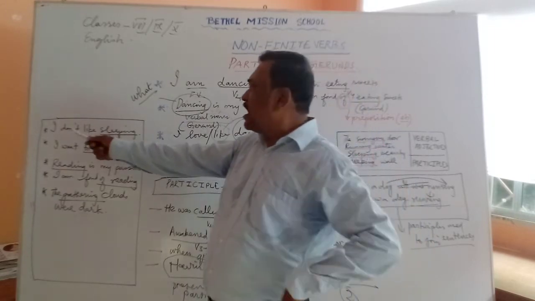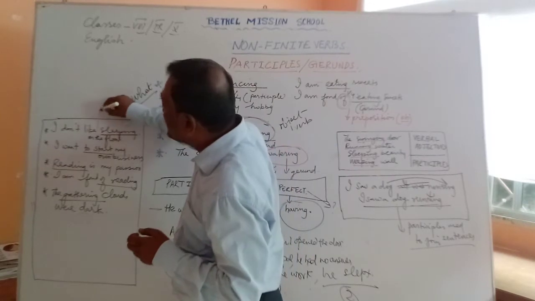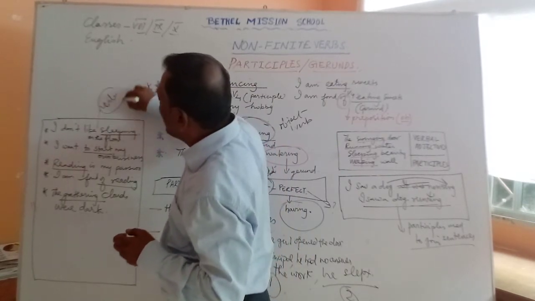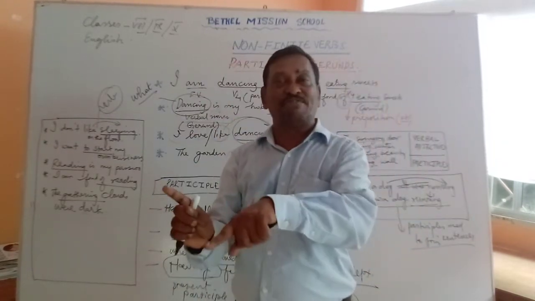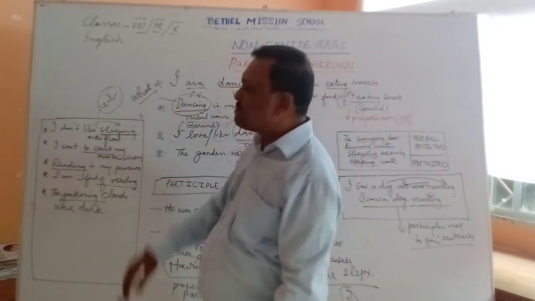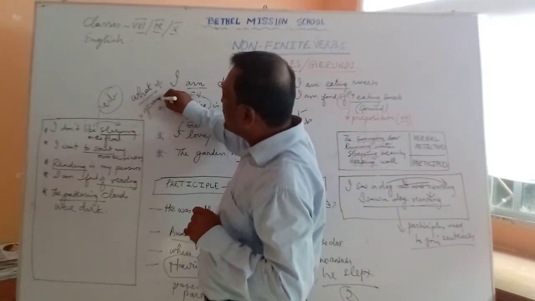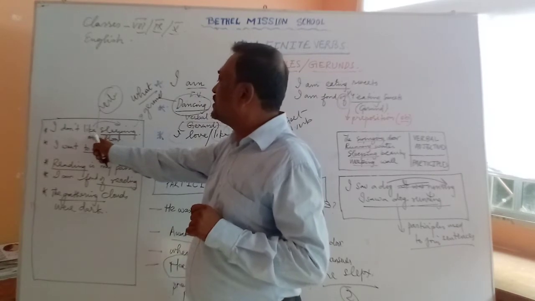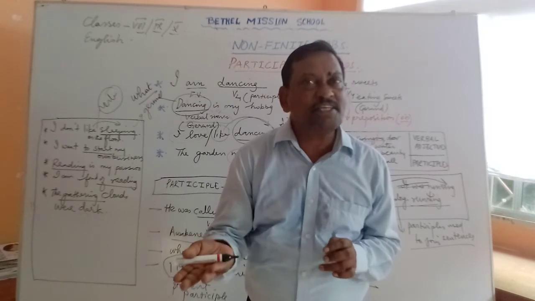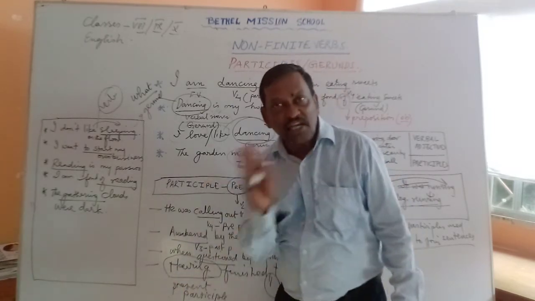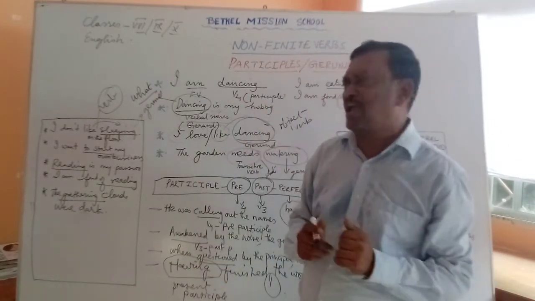Look at these sentences. I don't like sleeping on the floor. I don't like is a verb. And here it becomes an object. Sleeping becomes the object of the verb. Obviously, what is it? Is it a participle or a gerund? It is definitely a gerund. Because it becomes the object of the verb like. I like eating sweets. What is eating? Gerund. I like reading novels. What is reading? Gerund. Because it becomes the object of the verb like.